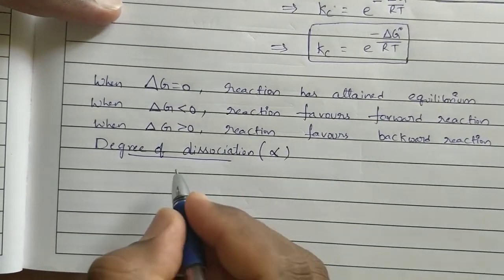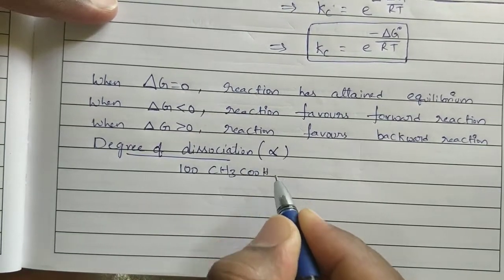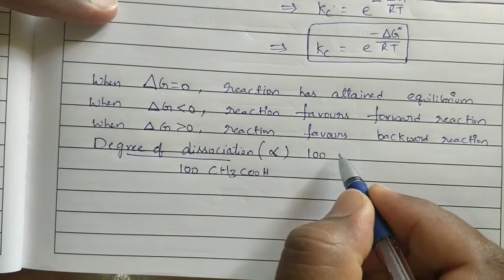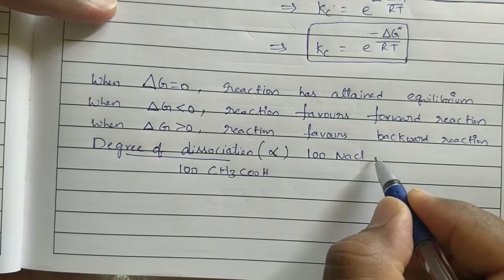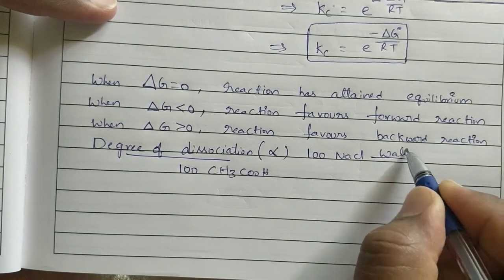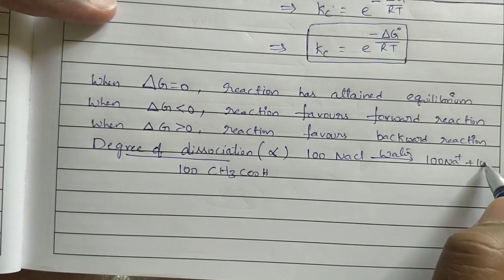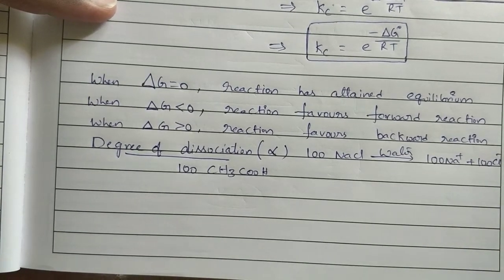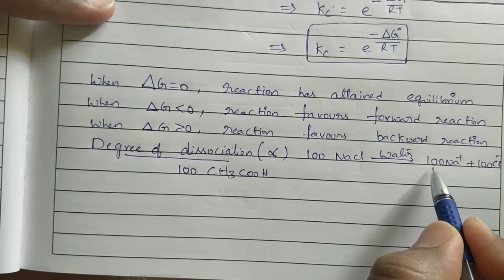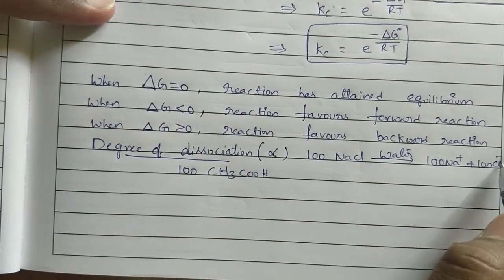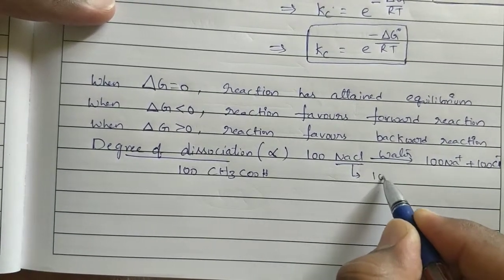Okay, for example, I have taken 100 molecules of CH3COOH. Before that, I am taking 100 molecules of NaCl. When I take 100 molecules of NaCl and add them to water, all the 100 molecules are converted to 100 Na plus ions and 100 Cl minus ions. What is the meaning of this? Here, NaCl undergoes 100% dissociation.